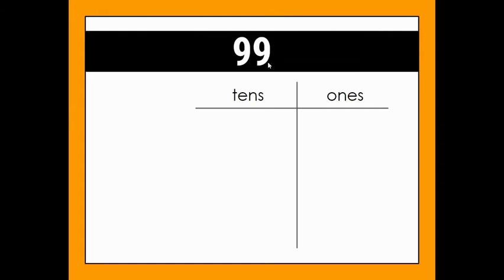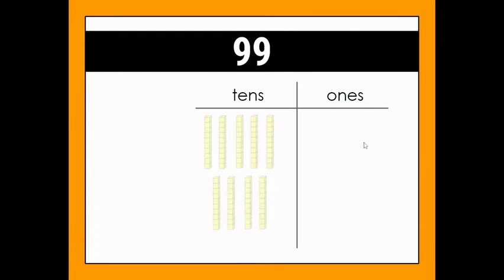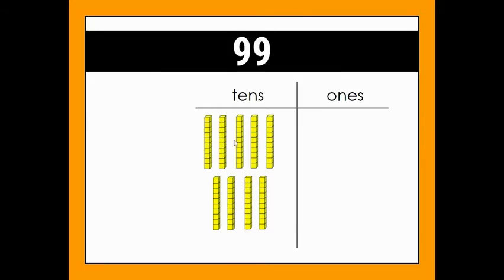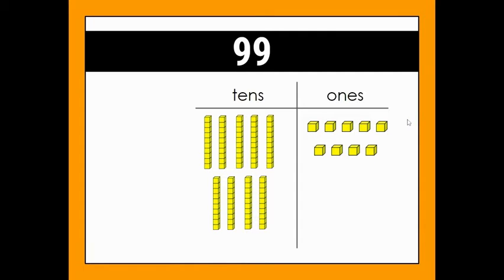So to start, let's start with the number 99. So let's go ahead and build that number 99. Ready? You're going to count with me. 10, 20, 30, 40, 50, 60, 70, 80, 90, 91, 92, 93, 94, 95, 96, 97, 98, 99. Now what happens if we would add one more 1?